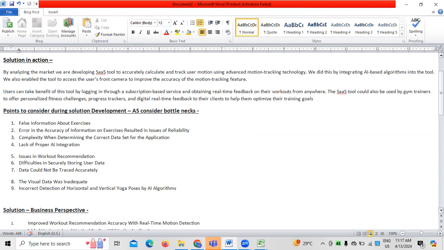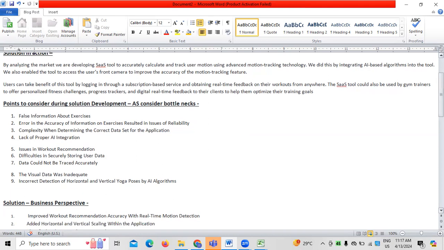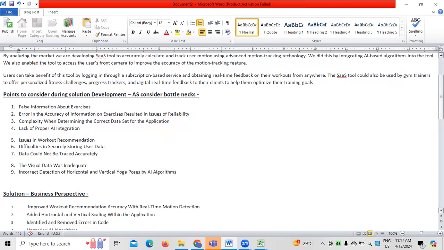Next, issues in the workout recommendations, followed by the difficulties in securely storing the user data, right? Along with all these things, we must make sure of tracing the data accurately. At the same time, the data visualization we want must be adequate; maybe it may be inadequate, right?